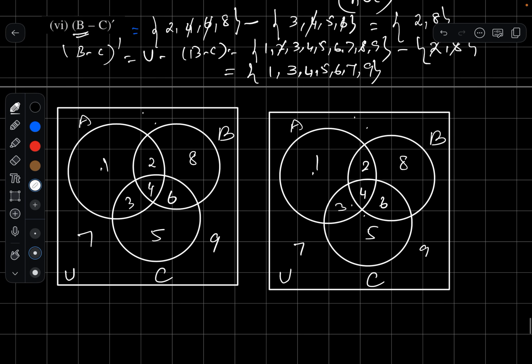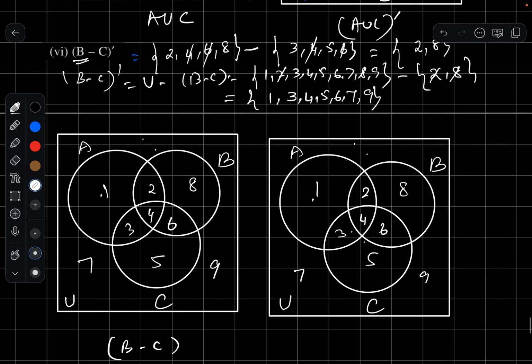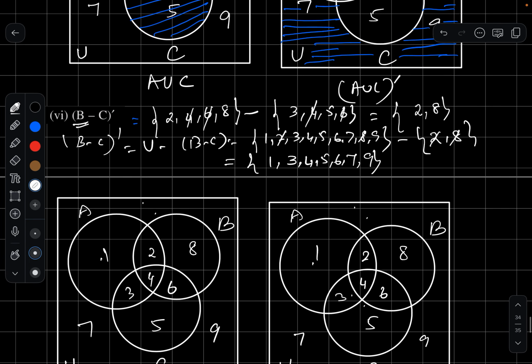Now first you are going to put B minus C. What is B minus C? It is going to be 2 and 8. So 2 and 8 means, leaving the C part, you shade the B circle alone.